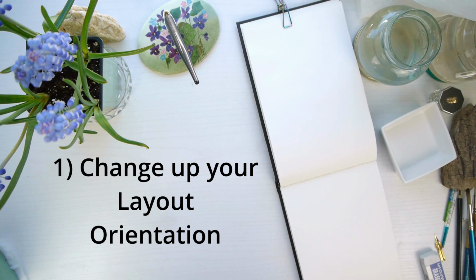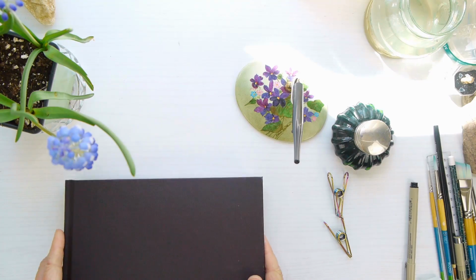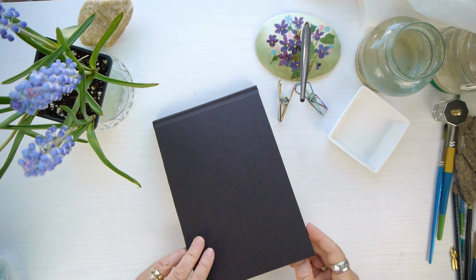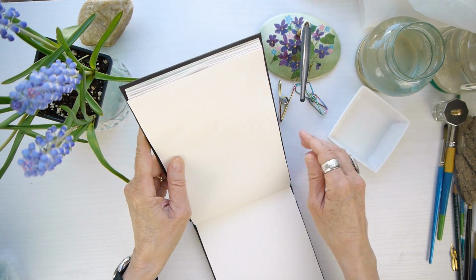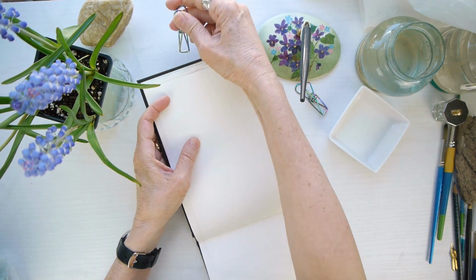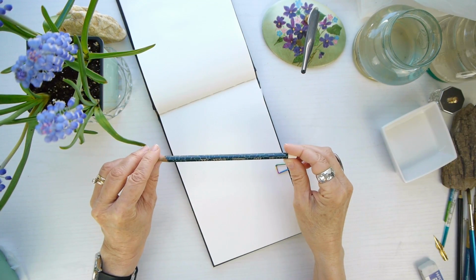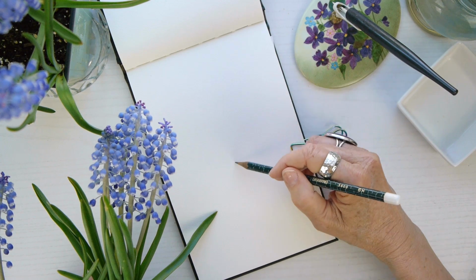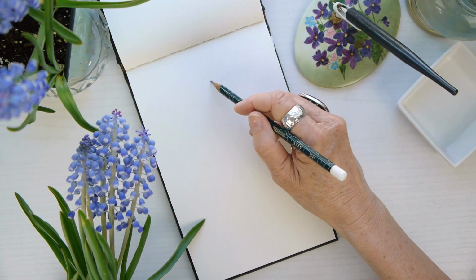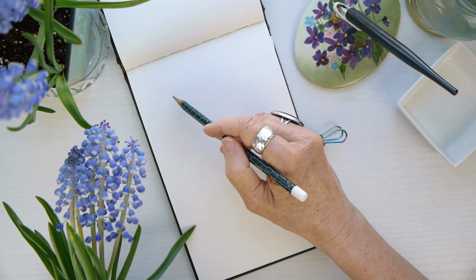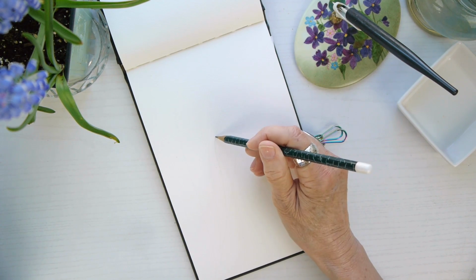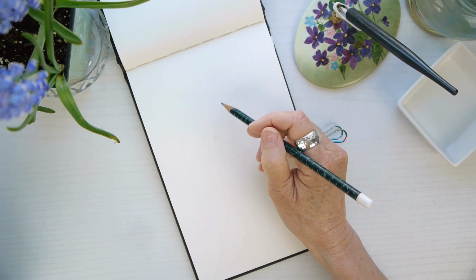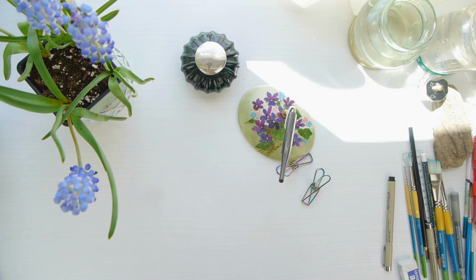Number one is change up your layout orientation. Instead of a landscape layout, I'm going to turn it to its side and make a portrait layout. And this is really an exaggerated portrait layout, and that can be interesting in itself. Turning your nature journal like this and changing up the layout forces the viewer to engage with your art even a little more by having to turn it around and view the art, your beautiful art, in a different perspective. So try this for something unique.